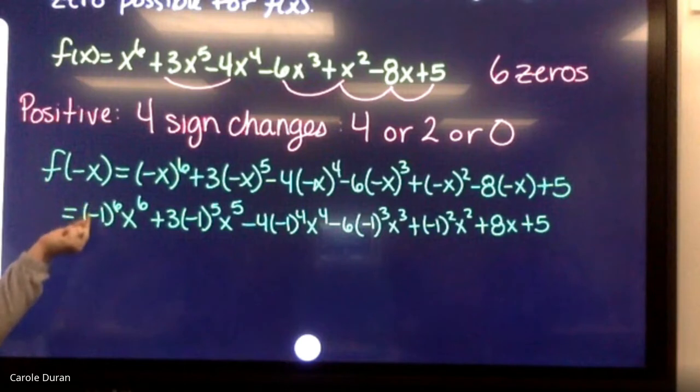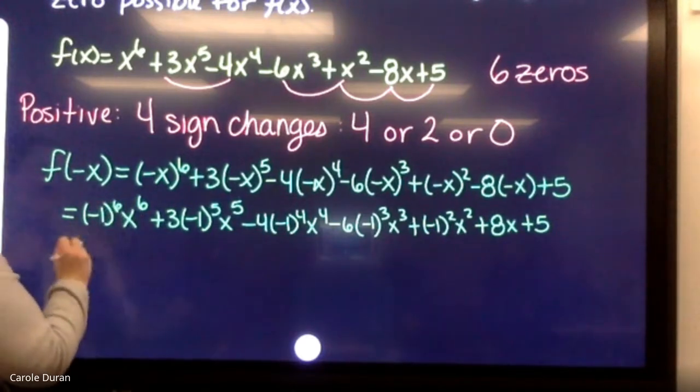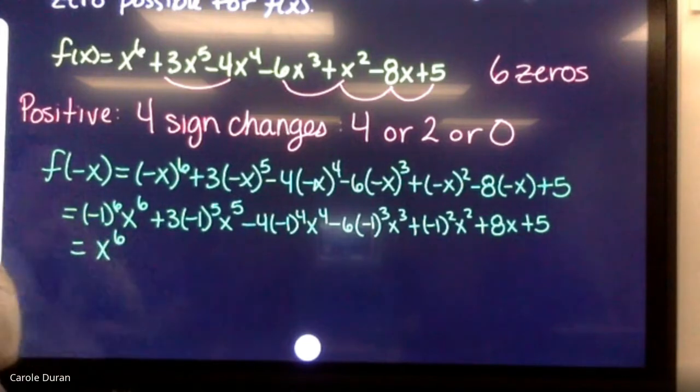So what's going to happen when I take negative 1 to the 6th power? Positive or negative? What do you guys think? Positive. Negative 1 to the 6th power means negative 1 times negative 1 times negative 1 times negative 1 times negative 1 times negative 1. Positive. Anytime we take a negative to an even power, it's positive. So that means this stays positive x to the 6th.